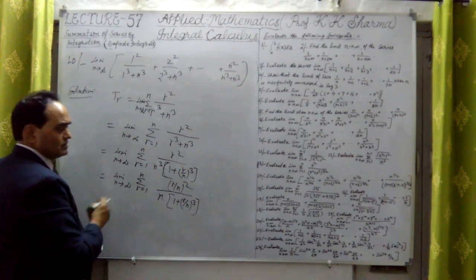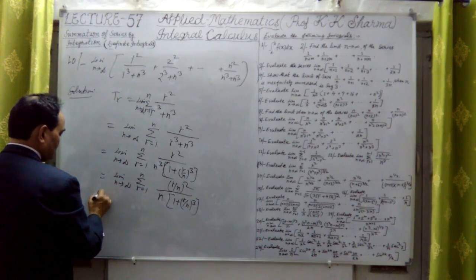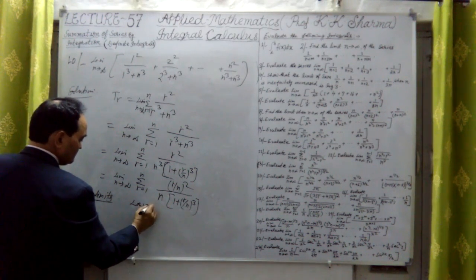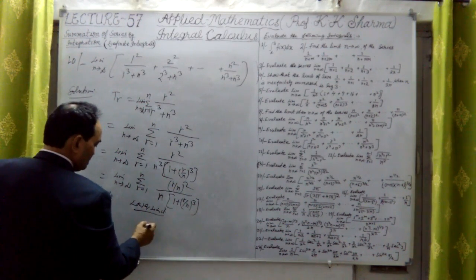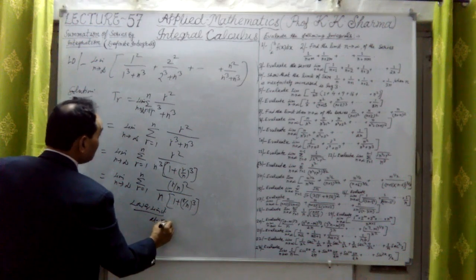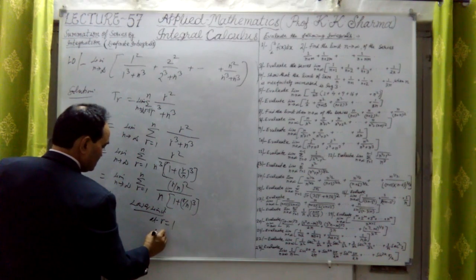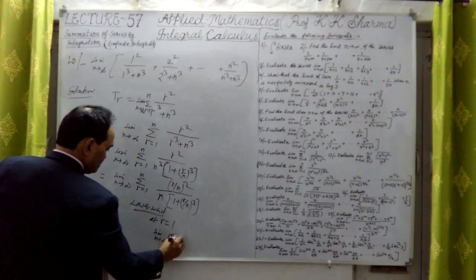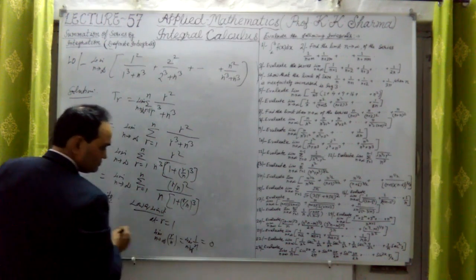Now the limits are the same. Let me find out what the limits are here. First, the lower limit: same lower limit, 0 it will be. At r equal to 1, r upon n, limit n tends to infinity, will be 1 upon n, limit n tends to infinity, it will be 0.